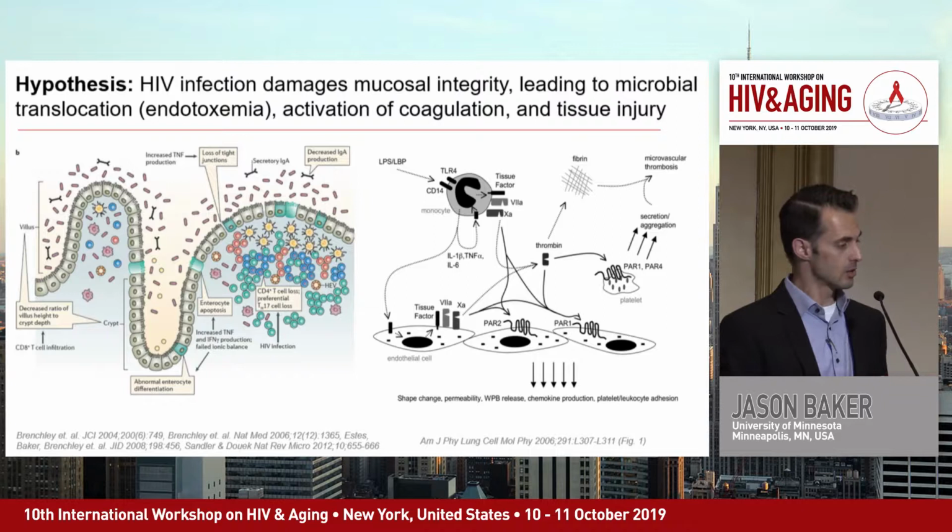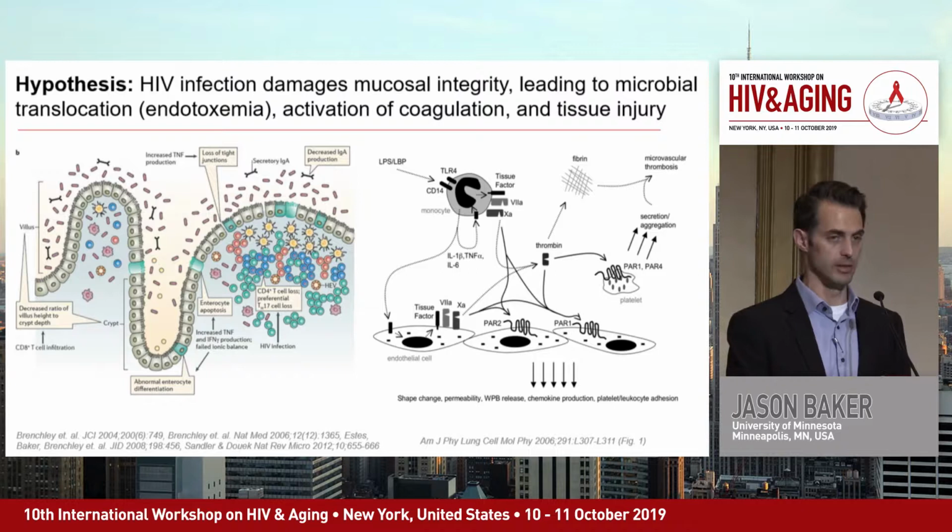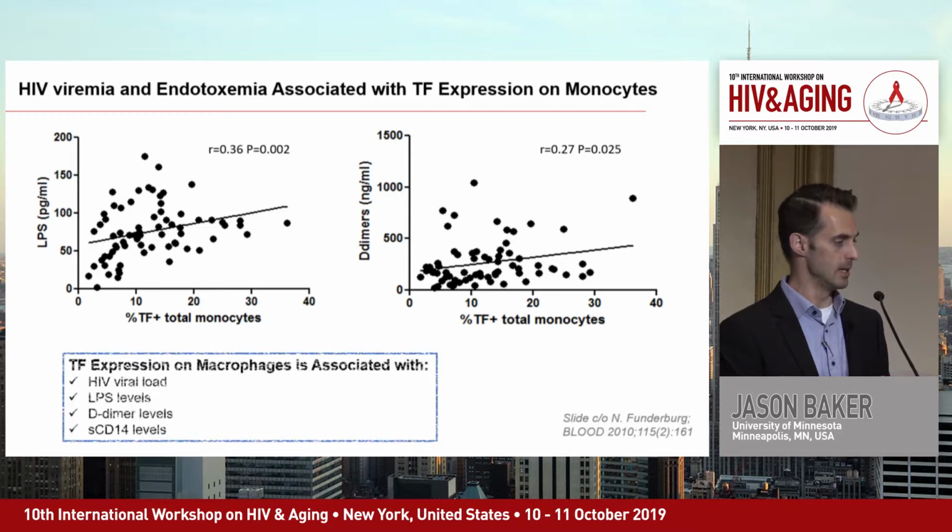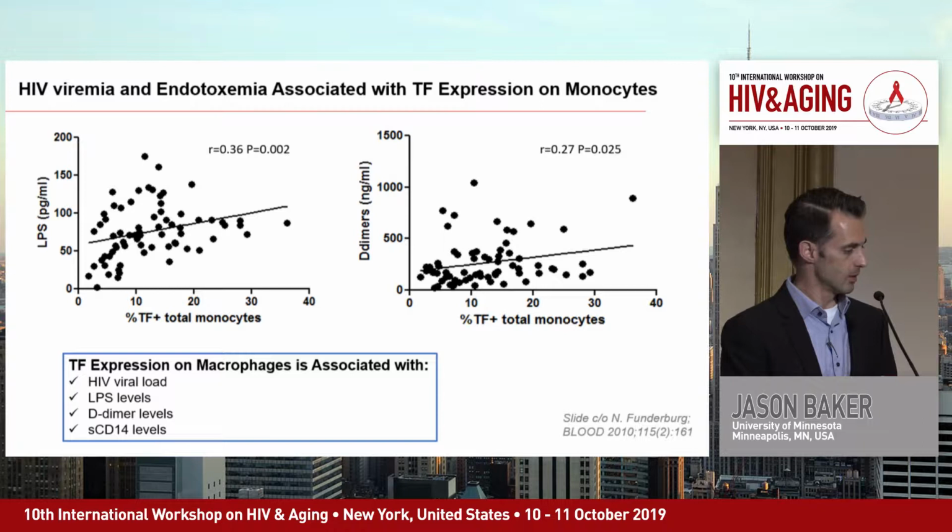binding through innate cells like monocytes and stimulating tissue factor pathways, which can then cause microvascular disease and tissue injury. So this is probably a much lower degree of that endotoxemia, but potentially still a hypothesis for how HIV might be mediating a coagulopathy. And Nick Funderburg probably has some of the most sentinel studies looking into this hypothesis and has shown that LPS levels correlate with tissue factor expression on monocytes, and D-dimers actually correlate with tissue factor expression on monocytes as well among persons with HIV.